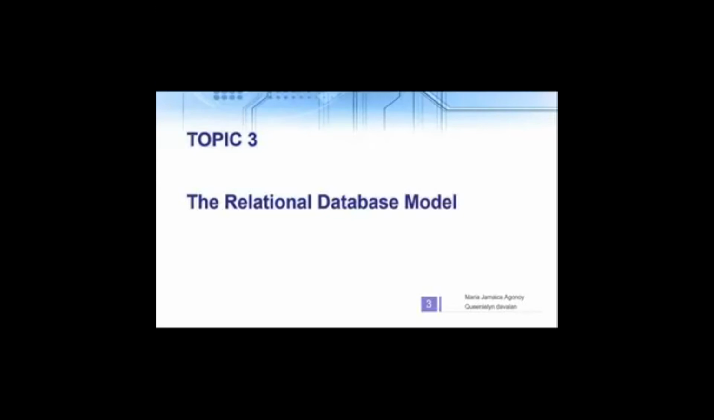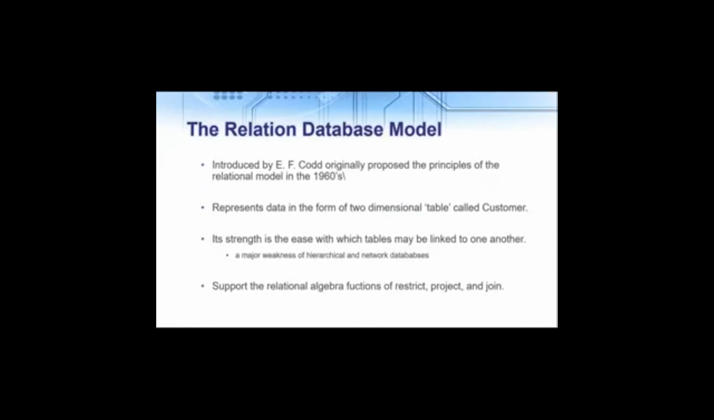So topic 3 is all about the relational database model. The relational database model, introduced by E.F. Codd, who originally proposed the principles of the relational model in the 1960s, represents data in the form of a two-dimensional table called a relation. Its strength is the ease with which tables may be linked to one another, a major weakness of hierarchical and network databases. It supports the relational algebra functions of restrict, project, and join.